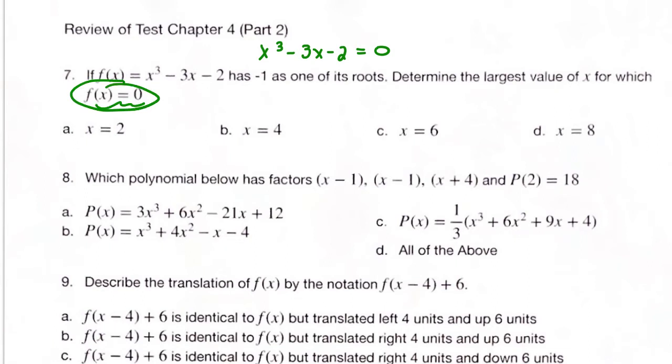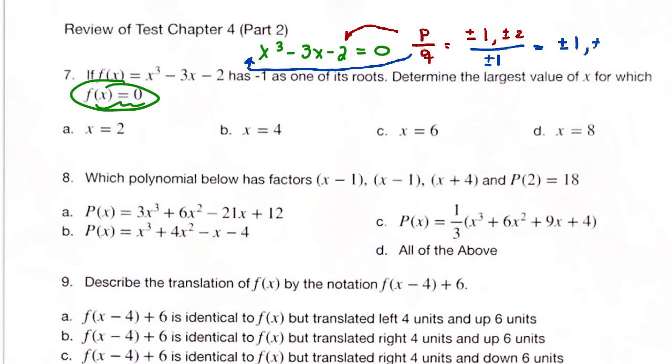And they've already told us that one of these roots is negative 1, so negative 1, if you plug it in, makes it equal 0. But they want us to find the other values of x that make this 0, and they want us to pick the biggest one. Well, the easiest way to solve this guy is to use the rational root theorem, if you recall, p over q, where p is the factors of the constant term, q is the factors of the lead coefficient, which is just 1, and therefore plus or minus 1. P over q is either plus or minus 1 or plus or minus 2.